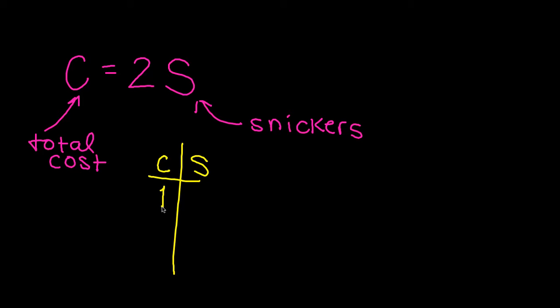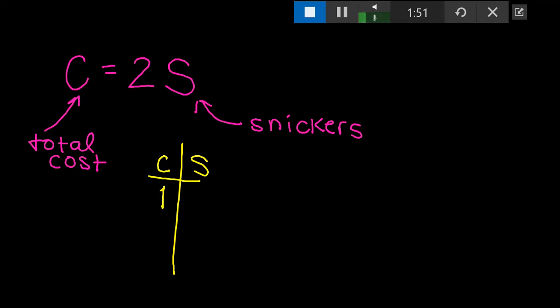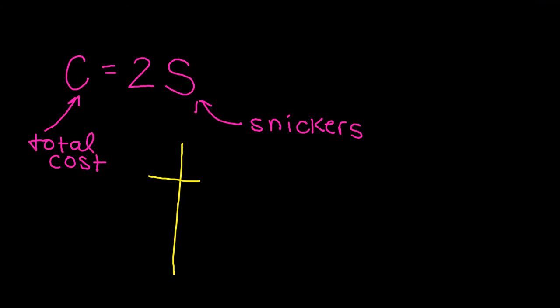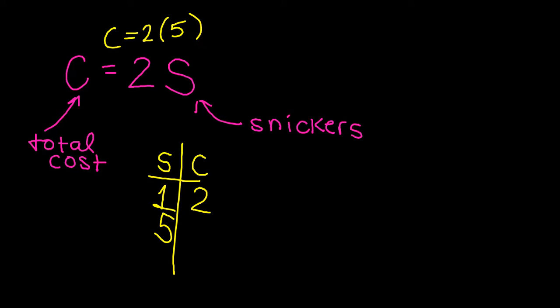Let's go back here. Let's undo that. I wrote that backwards. My apologies. So let's put our Snickers over here. If I bought one Snicker bar, then 2 times 1 means that my cost would be $2. And if I bought 5 Snicker bars, then my cost would be what? Right. So we'd plug 5 in for S, and 2 times 5 would give us a cost of 10, absolutely.